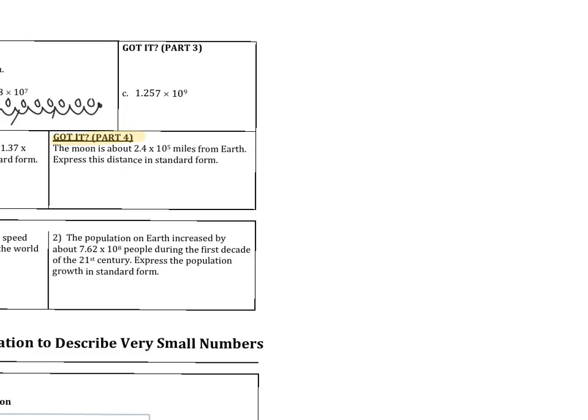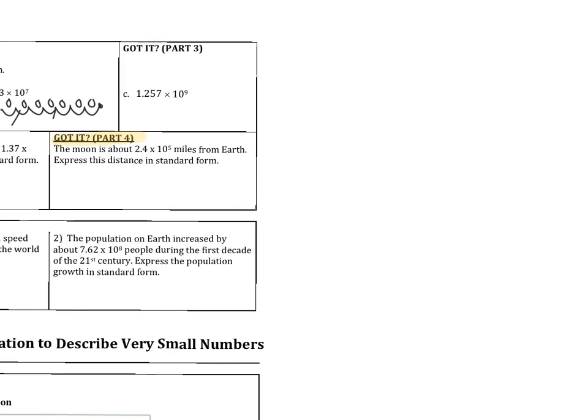Here's a word problem. We want to convert this distance into standard form. So currently it's 2.4 times 10 to the 5th, so I need to move 5 spots to the right. 1, 2, 3, 4, 5. Fill in with zeros. 240,000 would be your answer for that one.